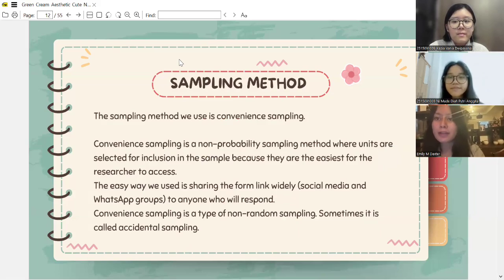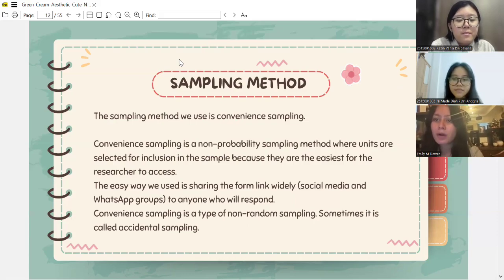Our sampling method. The sampling method we used was convenience sampling, where convenience sampling is a non-probability sampling method where units are selected for inclusion in the sample because they're the easiest for the researcher to access. The easy way we used is sharing the form link widely, using social media and WhatsApp groups to anyone who would respond. Convenience sampling is a type of non-random sampling. Sometimes it is called accidental sampling.